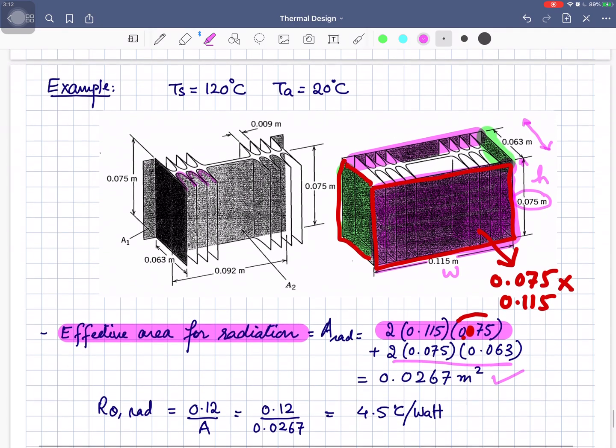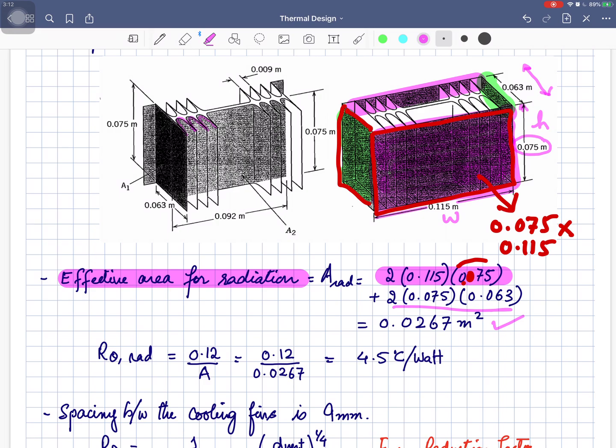So r theta for radiation, if the temperature difference is 100 degrees centigrade from the surface to the ambient, or surface to the air, we have seen is given by this equation, 0.12 by area. So its thermal resistance will be 4.5 degrees centigrade per watt. For different temperature differences, you will have to calculate this factor from the expression that is discussed above. Now if I look at this second diagram, diagram B, the distance between two fins is 9 mm.